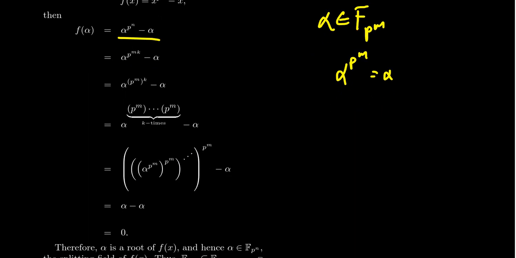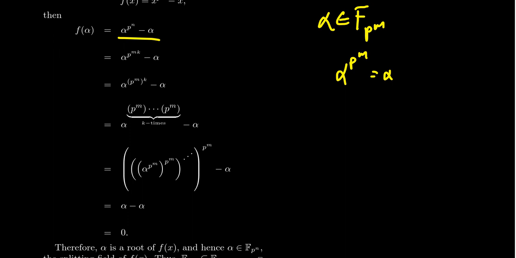But by induction, since alpha to the P to the M is equal to alpha, this becomes just alpha raised to the P to the M, which is alpha again. Then you have the next one, you just get alpha again, and you iterate this until you eventually end up with a single alpha. Alpha minus alpha is equal to zero.